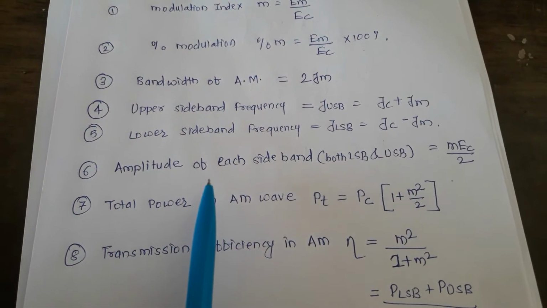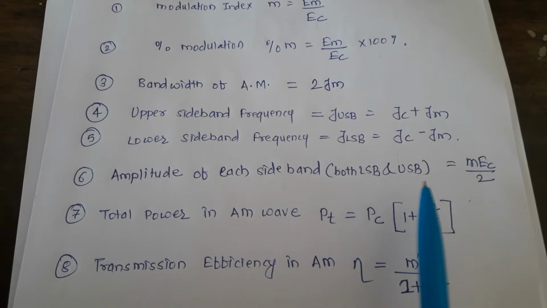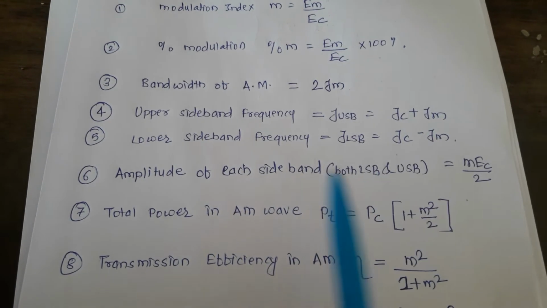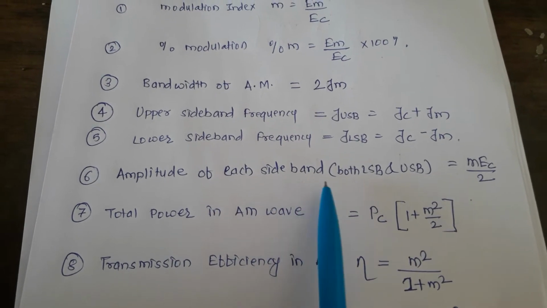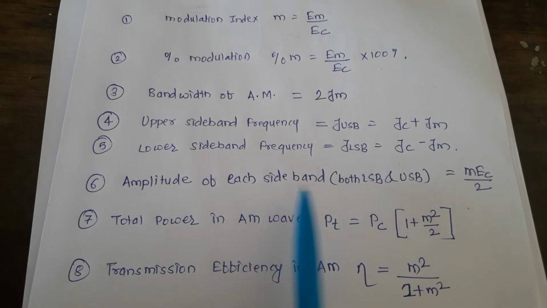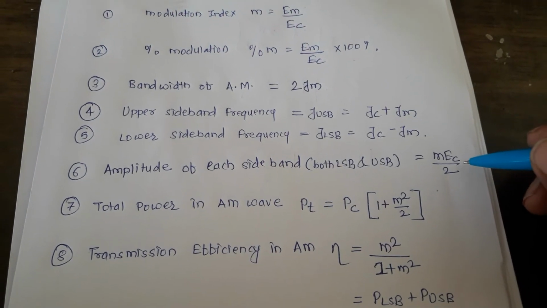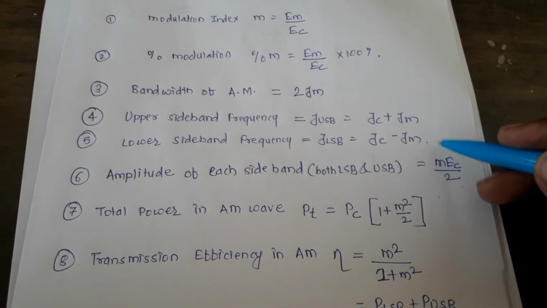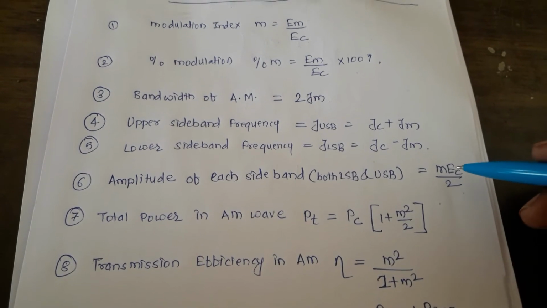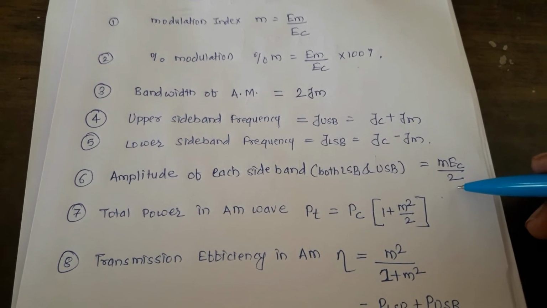Now, as we all know, in AM two sidebands are created, LSB and USB. The amplitude of each sideband is similar, so the amplitudes of LSB and USB are the same. It is always given by M × EC / 2, where M is the modulation index and EC is the peak amplitude of the carrier signal, divided by 2.